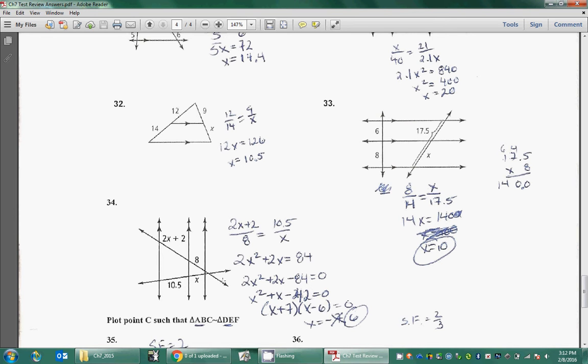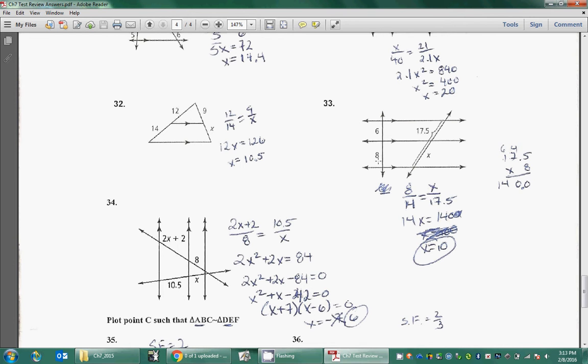Okay. For 33, it's a little bit different, because you'll notice they didn't give you this little part up top. Instead, they gave you the whole thing as 17.5. So my 8 is pairing with the x. So I've got 8 and x up top. My 17.5 is going to pair with the whole thing, which is 14. So since 17.5 was the whole thing, I've got to have 14 for the whole thing.